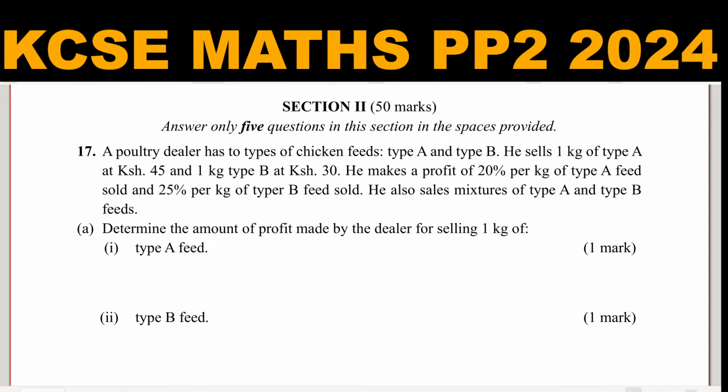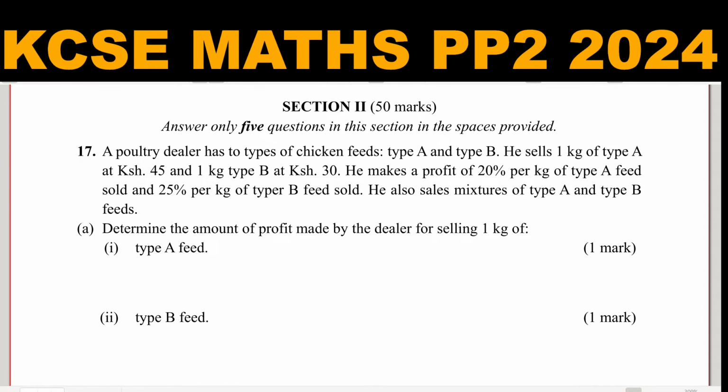Part A. Determine the amount of profit made by the dealer for selling 1 kg of 1) type A feed, 2) type B feed. So we start with working on those two parts.